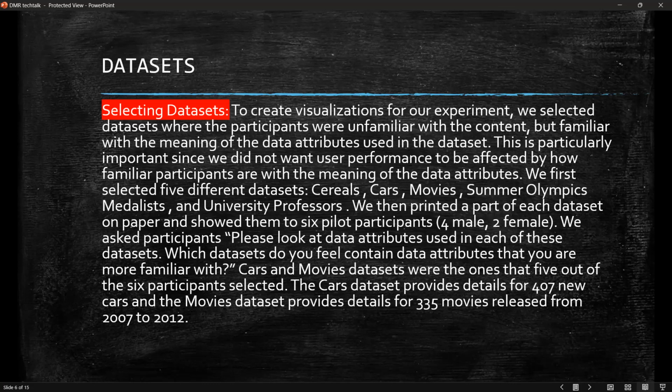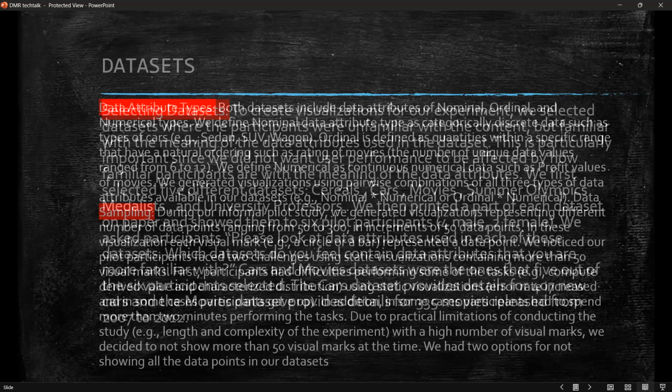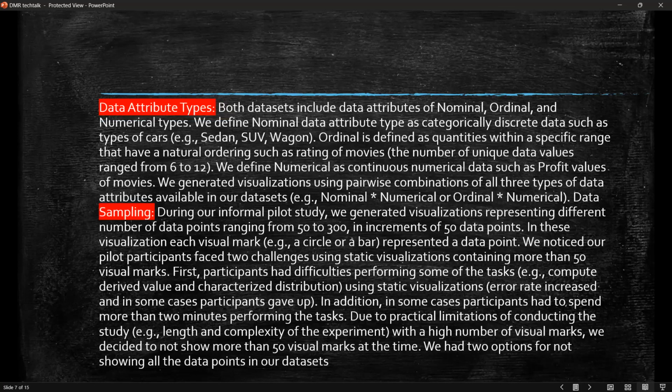The cars dataset provides details for 407 new cars, and the movies dataset provides details for 335 movies released from 2007 to 2012. Data attribute types. Both datasets include data attributes of nominal, ordinal, and numerical types.